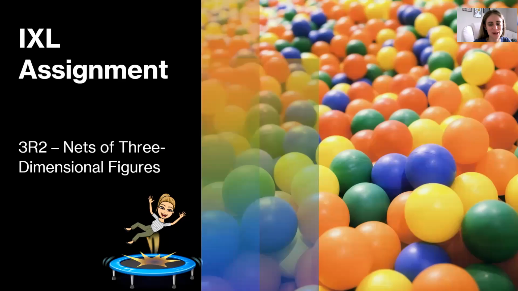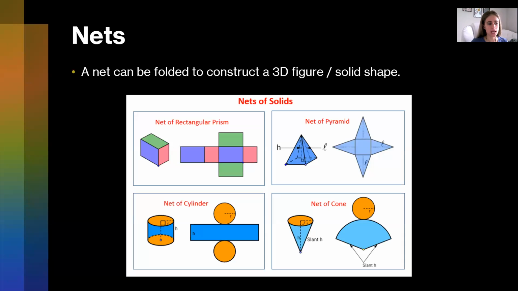Hi everyone, today we're going to be covering the IXL Assignment 3R2, nets of three-dimensional figures. First, let's refresh our memory on what a net is. A net can be folded to construct a three-dimensional figure or a solid shape.